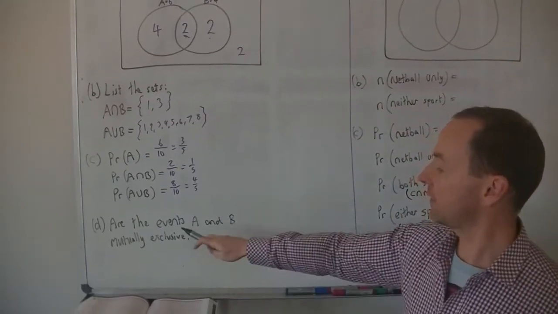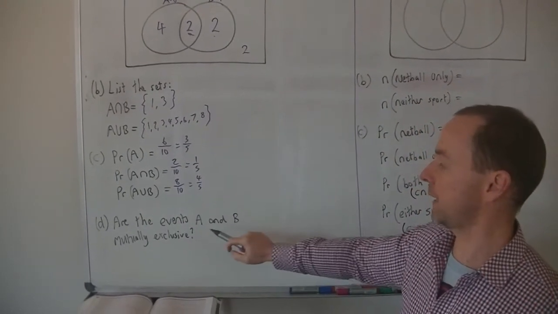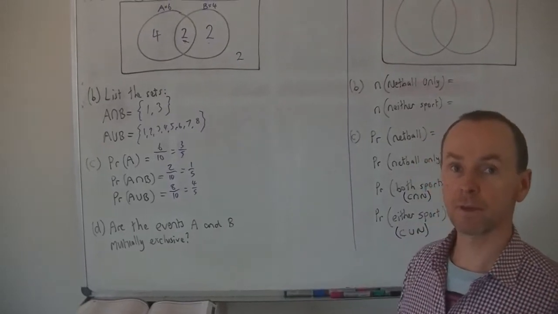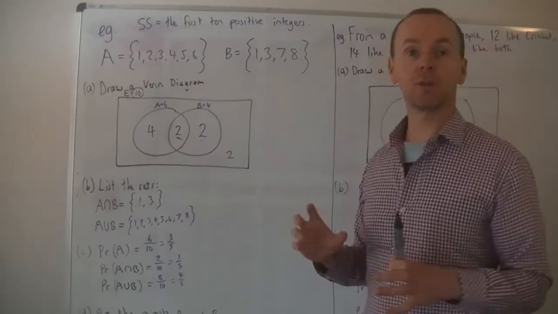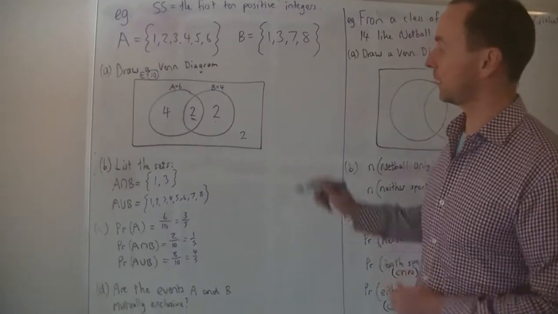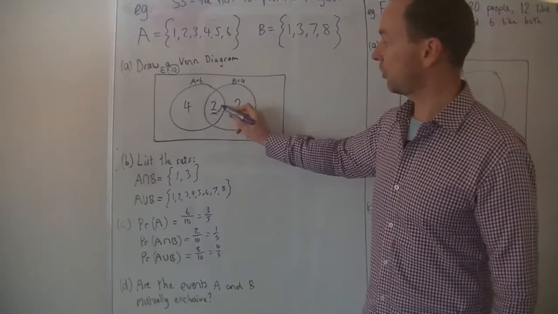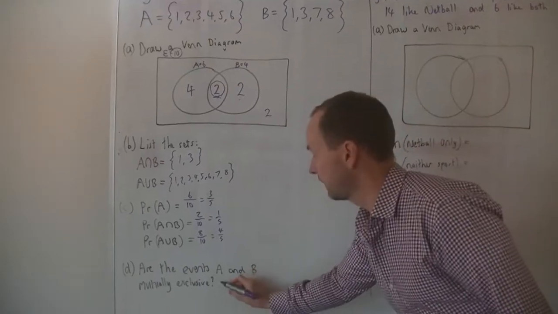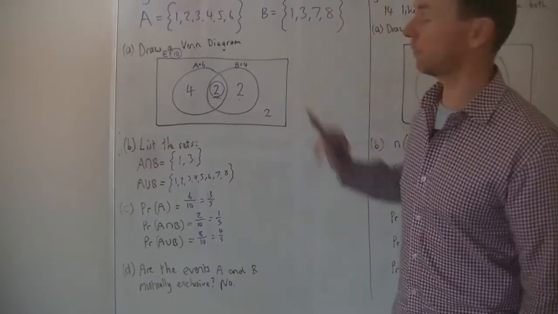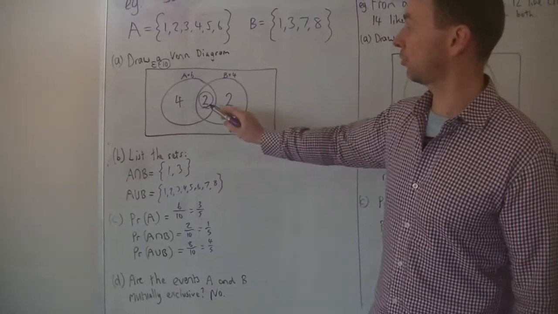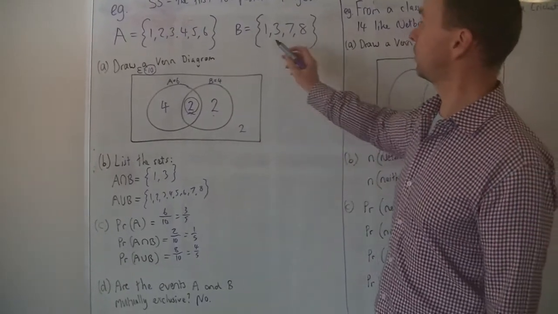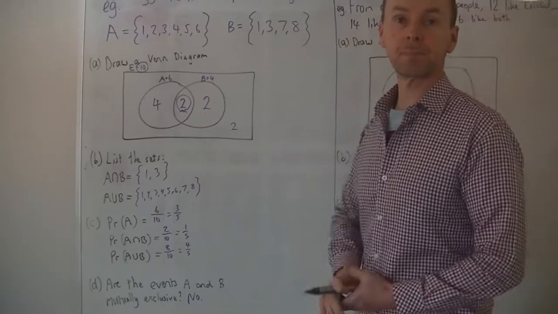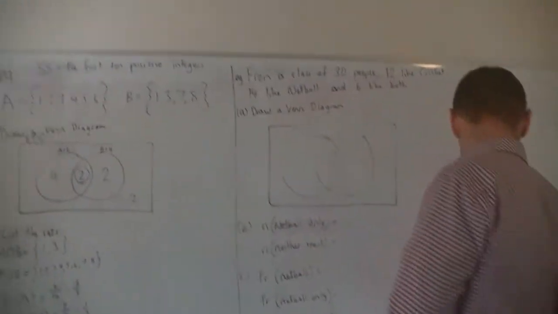Good job. And it says here, the last one, are the events of A and B mutually exclusive? Now remember what that means. If they're mutually exclusive, it means they've got nothing in common, no elements in common. We can see here that there's 2 elements in common, so we can say that no, they are not. And if you had to give a reason, you say because there's 2 elements that are common to both sets A and B. If you wanted to list them, you could, and they're 1 and 3. Excellent. Let's do the next question.